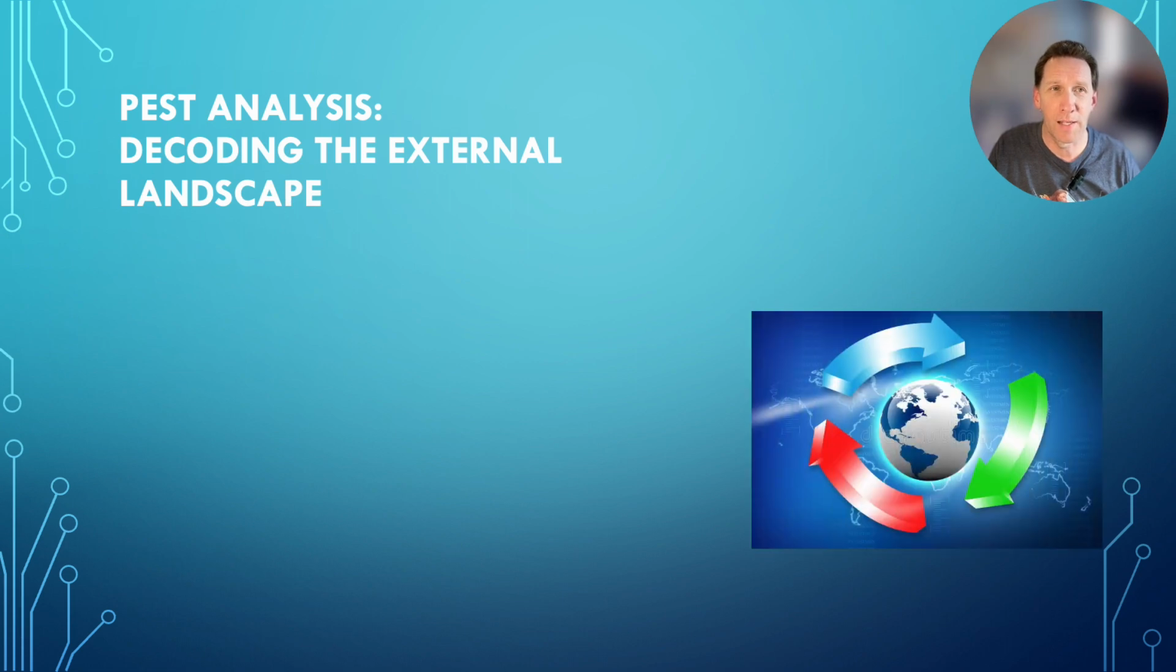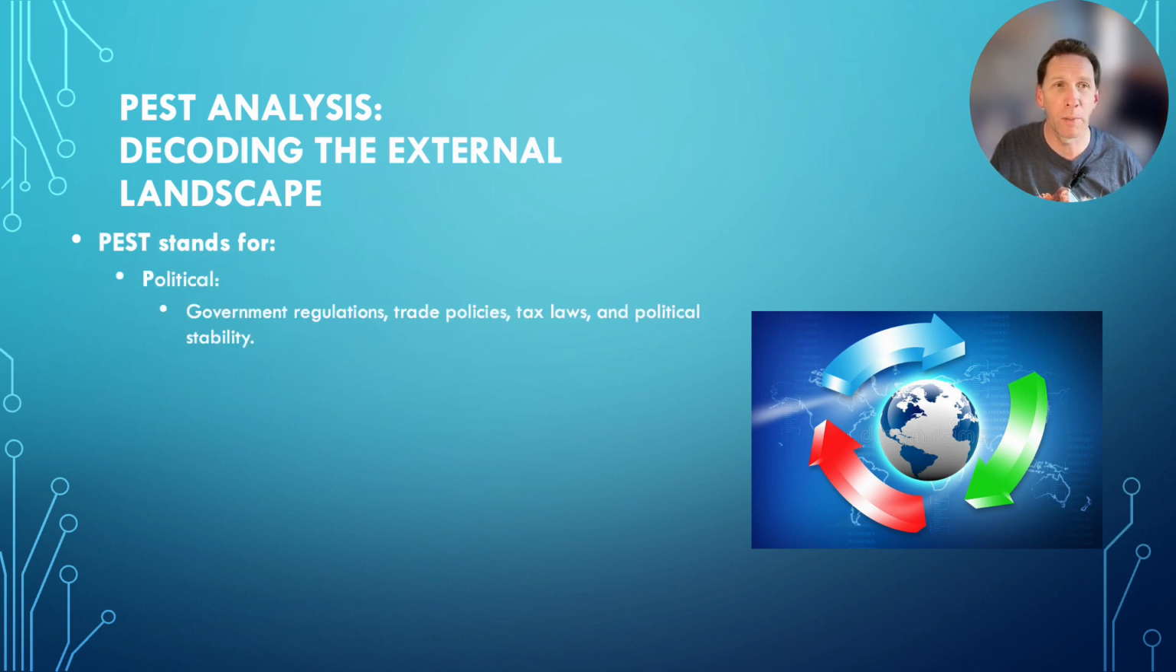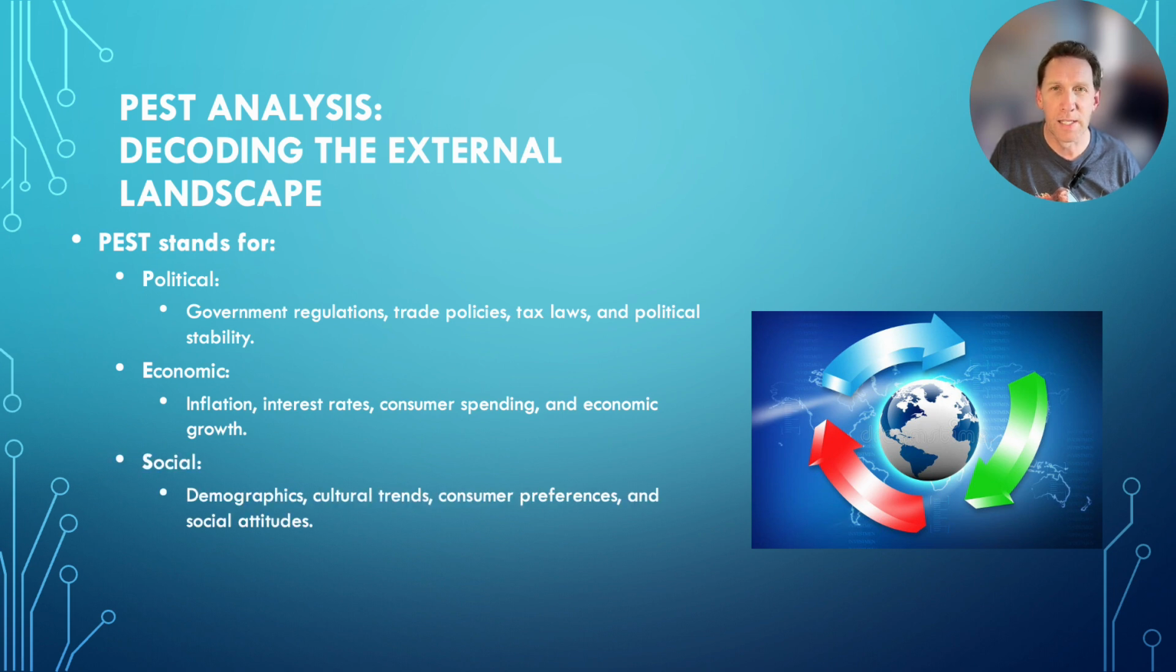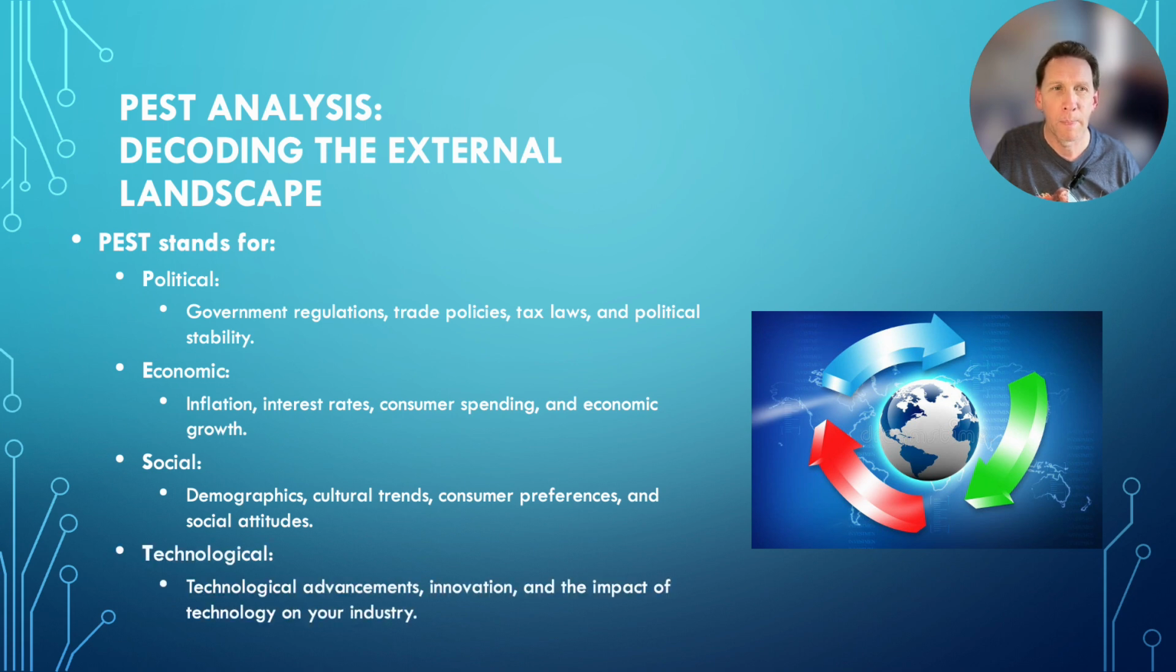Finally is the PEST analysis. This is decoding the external landscape. Now, PEST stands for, first, political. This is your government regulations, your trade policies, tax laws, and political stability. E is for economic. This is inflation, interest rates, consumer spending, economic growth. S is the social. This is demographics, cultural trends, consumer preferences, and social attitudes. And T, technological. This is technological advancements, innovation, and the impact of technology on your industry.